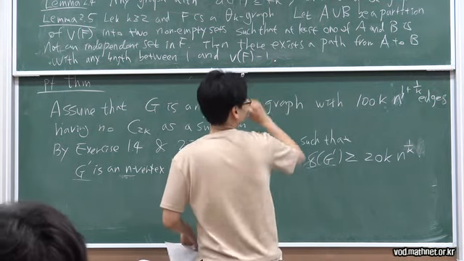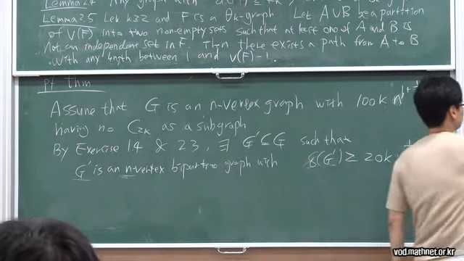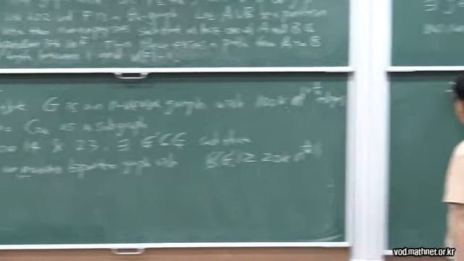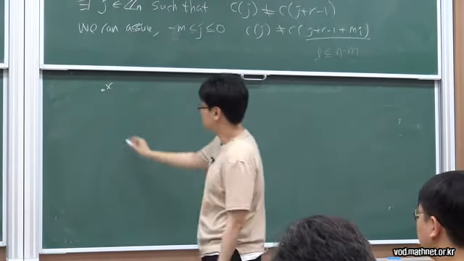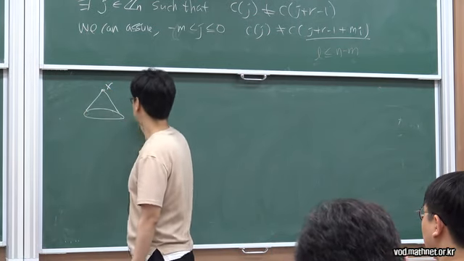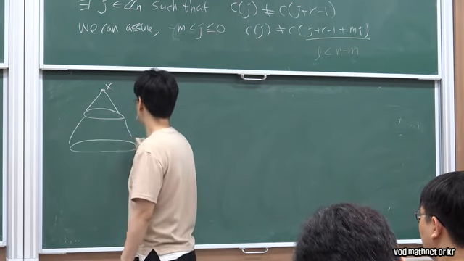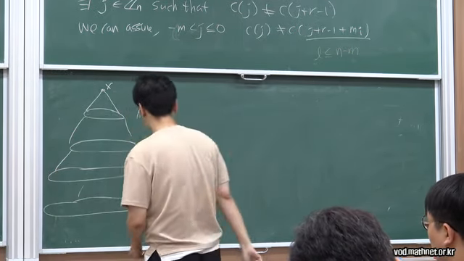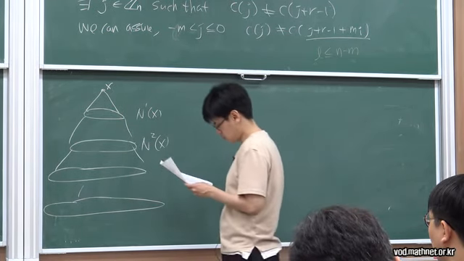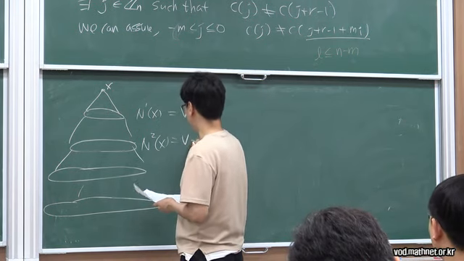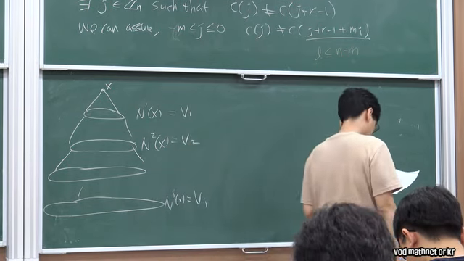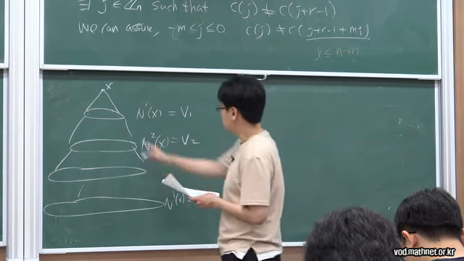As before, what we want to do is show that the neighborhood of a certain vertex keeps expanding. Neighborhood, second neighborhood, third neighborhood. So let's take one vertex X, and then we consider its neighborhood, and second neighborhood, third neighborhood, and fourth neighborhood, and keep going. Let's say this is B1, this is B2, and the ith neighborhood is B sub i. And this is B sub 0.